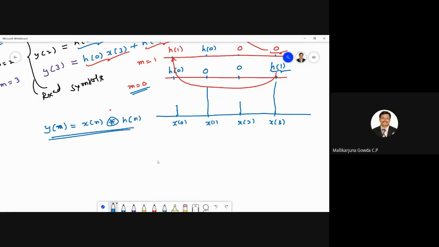Hope you got my point. Why do we say it is circular convolution? So this is in time domain, we say circular convolution. In frequency domain, already I wrote it is the multiplication of their Fourier transform.